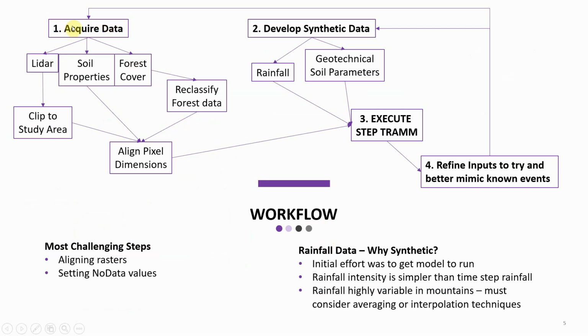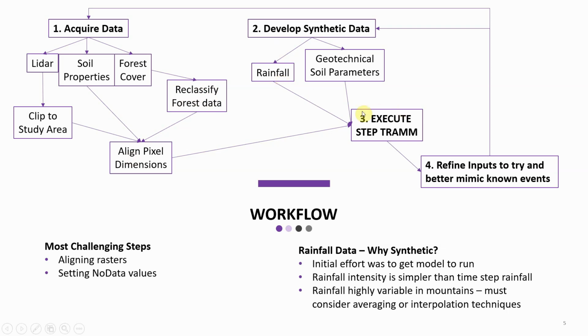Step number 1, we're going to acquire the data. I've split these up into the raster-based data and what I'm calling synthetic data, or the scalar data. All of these data sets, of course, we need to clip to our study area. But then we also need to align these rasters, so we need them on a common coordinate system, on a common resolution scale, and all the pixels need to line up spatially. The forestry data requires reclassification to get it into a binary function: is it forested or not? As opposed to what it comes as, which is the percentage of cover.